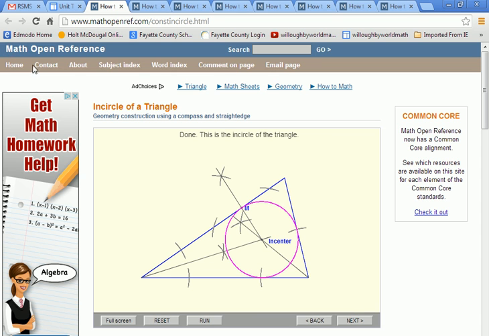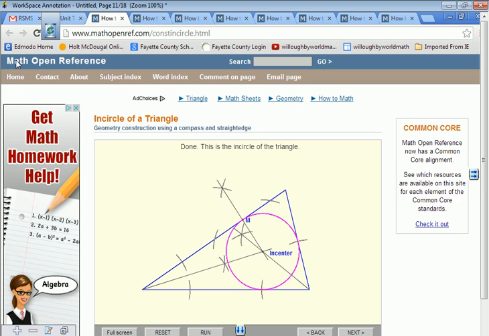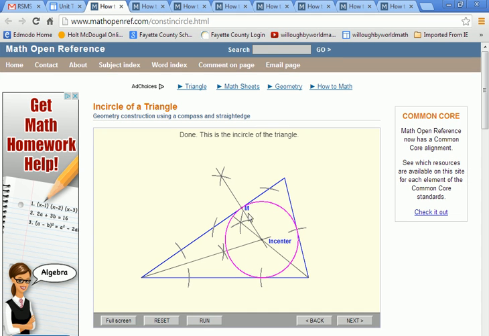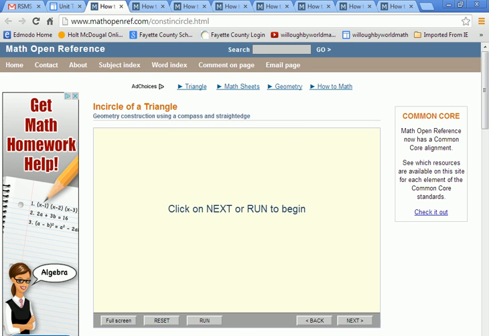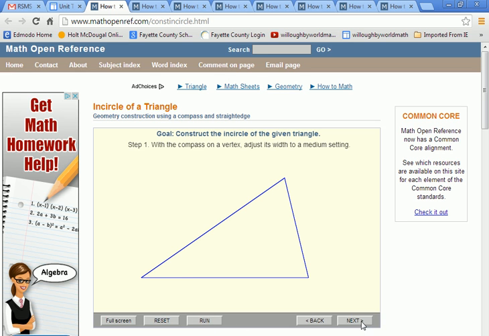Okay, so this one is a little more, isn't it? Yeah. So step one, angle bisectors of two angles. Go for it. See if you can do the angle bisector.